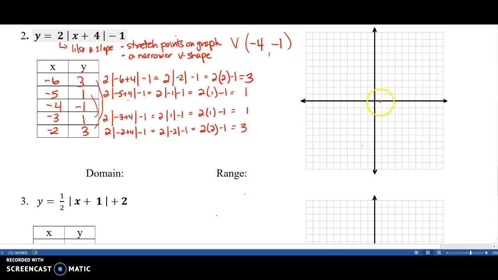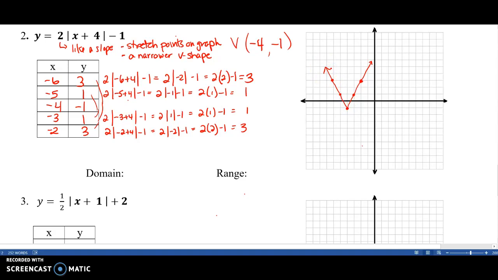So now let's plot it. Negative 4, 1, 2, 3, 4, negative 1 is right there. Negative 5, 1. And negative 6, oops, negative 5, 1 is right here. Negative 6, 3 is right here. Let me erase that mistake there. There we go. And then on the other side, we have negative 3, 1 and negative 2, 3. So if we notice our points are stretched a little more, they're not just up 1 over 1, they are stretched a little bit. And that's what our graph looks like.